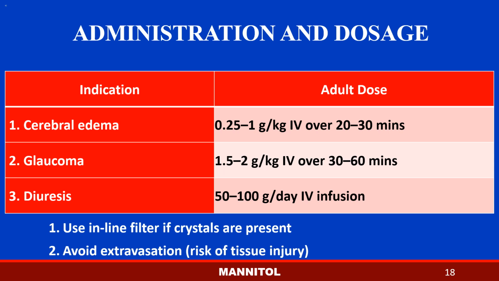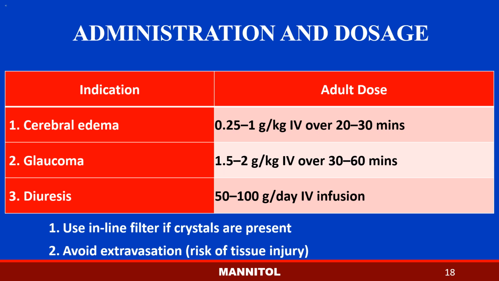Administration and dosage of mannitol. 1. Indication: cerebral edema. Adult dose: 0.25–1 gram per kilogram IV over 20 to 30 minutes. Mannitol is given IV to reduce brain swelling.